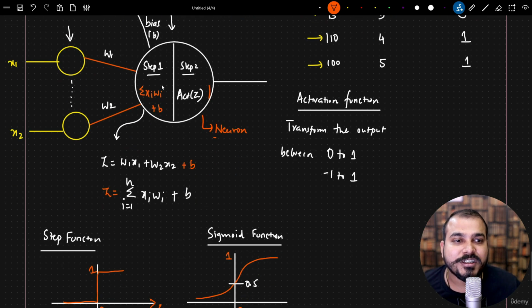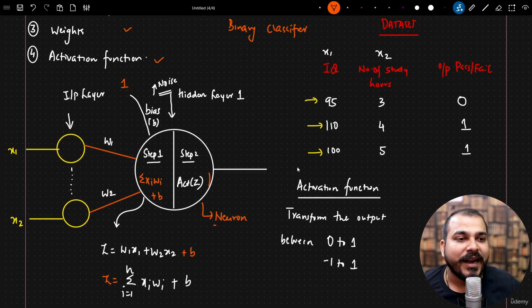So we cannot just keep it like this, but we really need to apply an activation function on top of it. So these are the two basic operations that we get. After this, whatever output we get, let's say I'm passing this 95.3. I initialize some weights. This will get multiplied. Then an activation function will get applied.